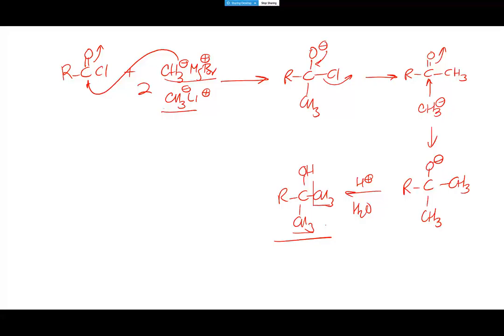Grignards, H- plus acid chloride, two equivalents are going to add, and we're going to go all the way down to, well, we're going to add the two groups. For H-, we're going to form a primary alcohol. For Grignards, we're going to form a tertiary alcohol. Just two H's versus two R's.